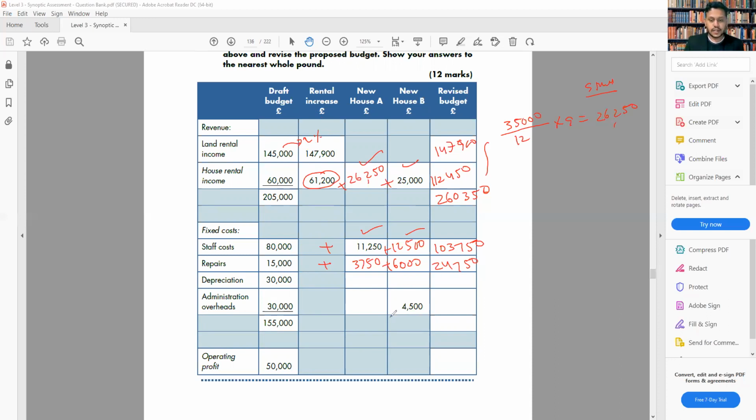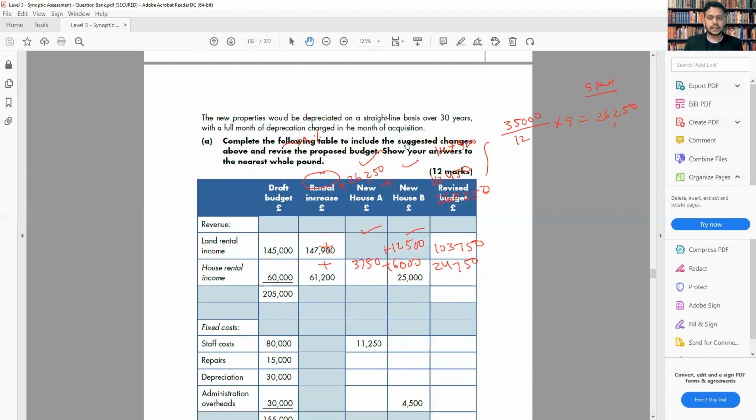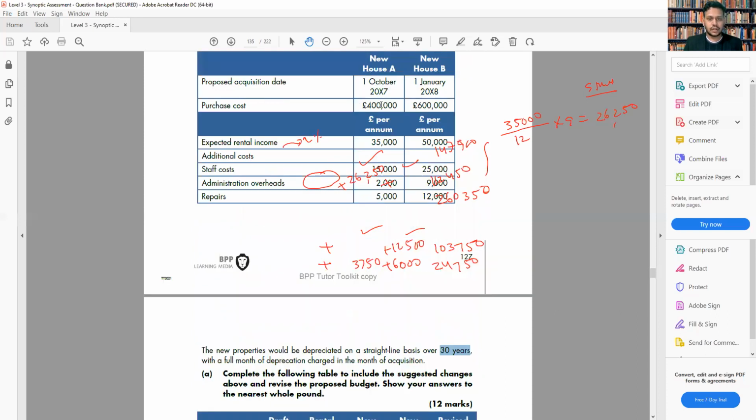The depreciation. 30,000 you already have, and they said the house will be for 30 years, isn't it? Let's find the cost. The cost of the house is 400,000. So divide by 30, that will give you the depreciation for the whole year. Then divide by 12 times by 9. Whatever the result comes, we have to divide by 12 again times by 9 to find it out. So let's do that. That will give you 10,000, and the next one, the same way, will give you 10,000 as well.